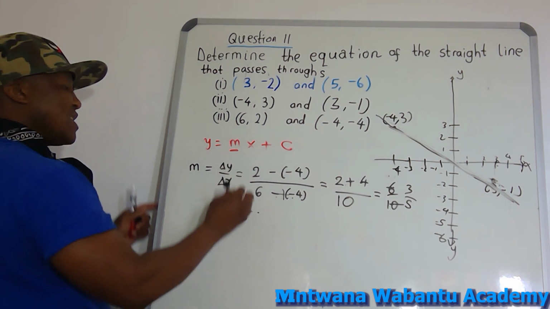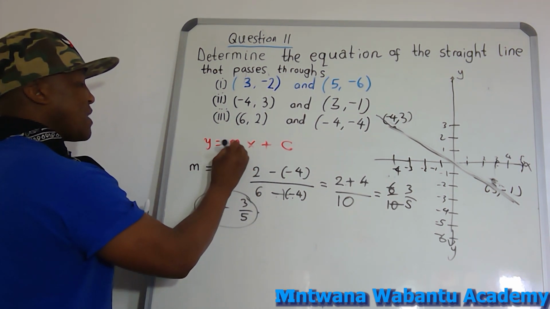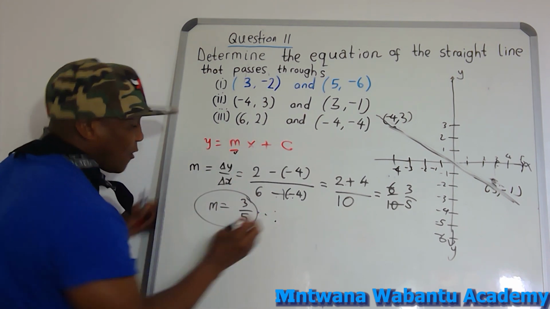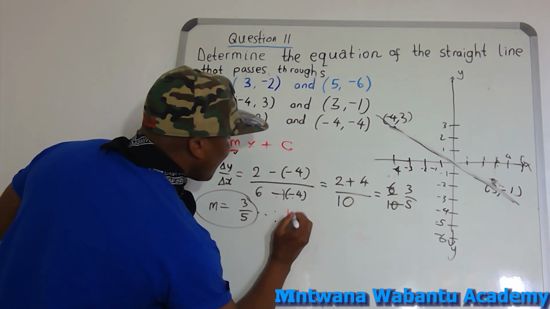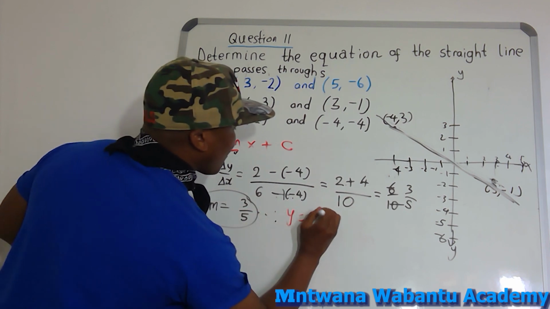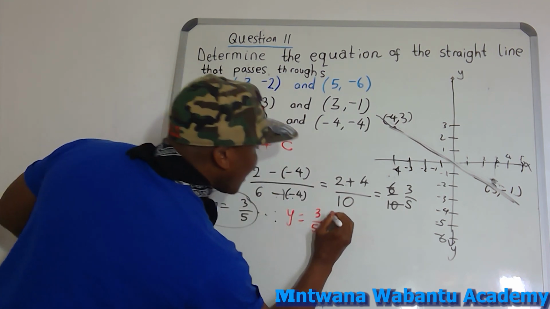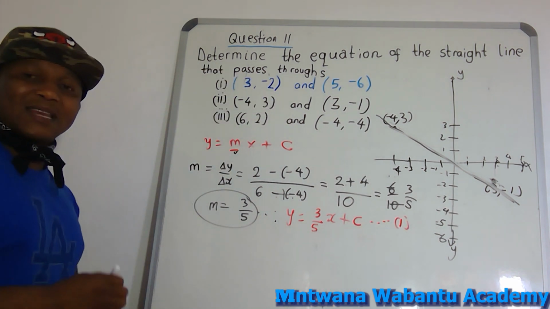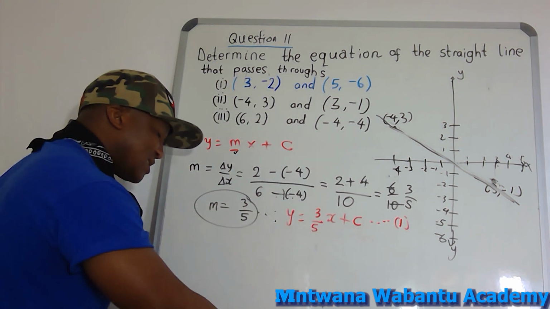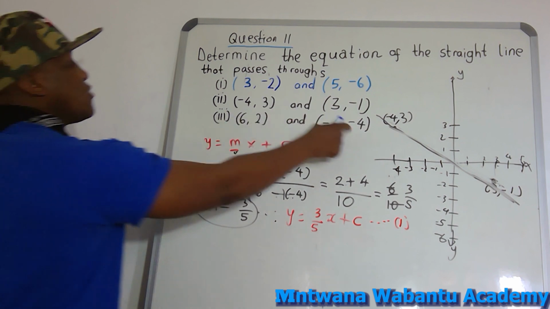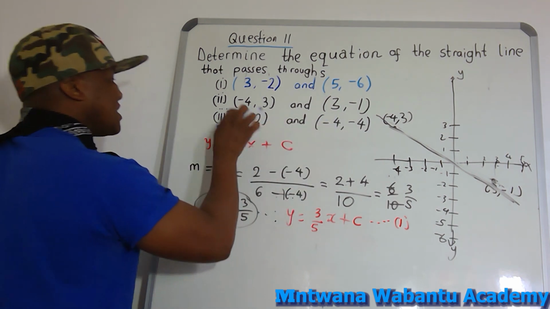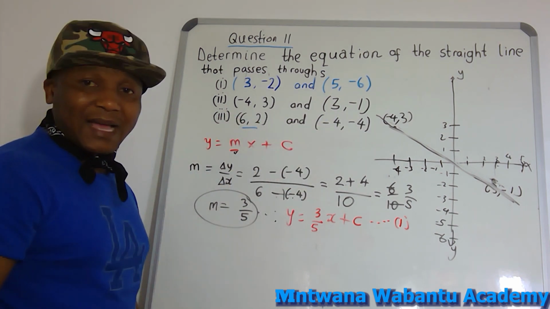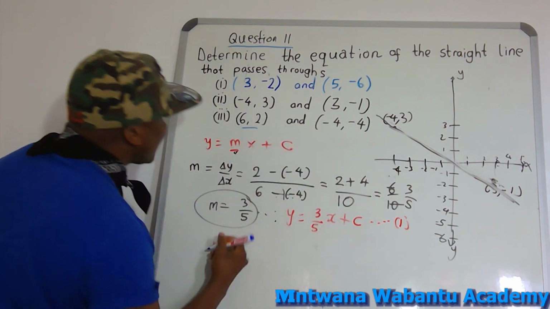So when I get this, it means this m is going to come here. So we're going to have now y equal to 3 over 5 x plus c. So let me call this the first equation. Now I want to get c. How am I going to get c? Easy. I'm going to take any of these two coordinates, but I felt like let me take this one, it will be easy. It doesn't have a lot of negatives. So I want to take this one right here, and then I'm going to substitute.